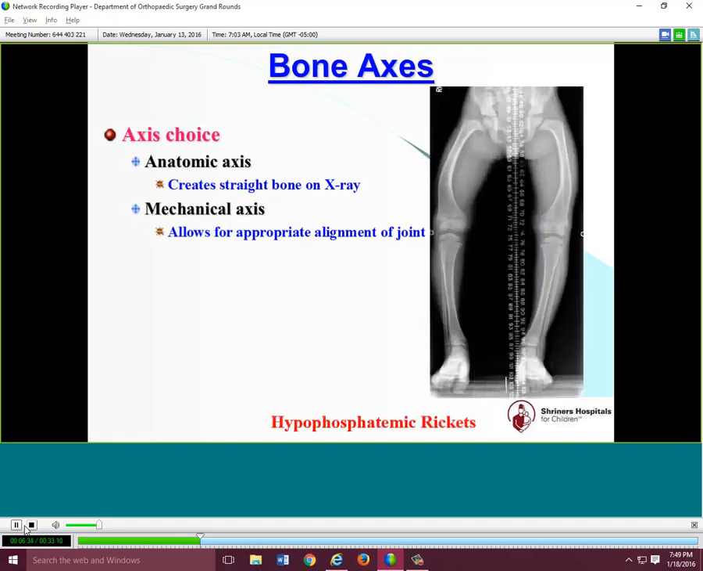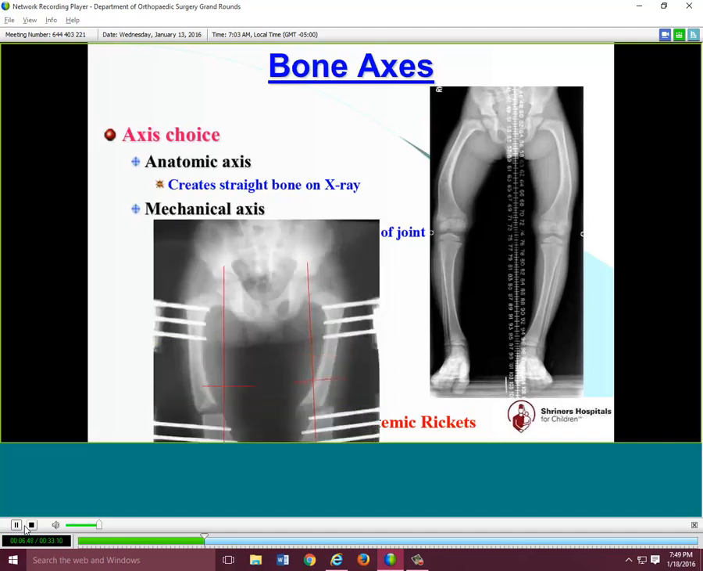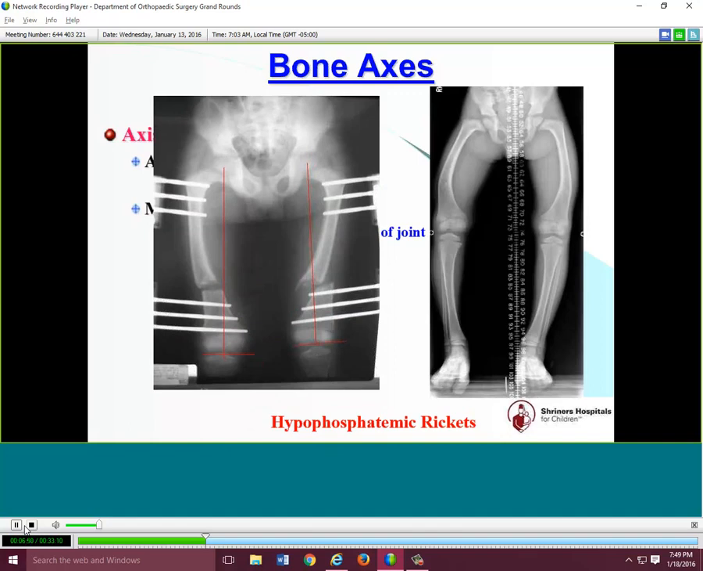In my work, I've gotten to the point of just saying the mechanical axis is the only one I'm interested in. Because if I took this child here with hypophosphatemic rickets and I tried to just straighten out the bone using anatomic axes, I would not be able to get the joint to line up well. Instead, if I use the mechanical axis, now I can get the hip and the knee to line up appropriately. And you'll see that the bone doesn't look very straight. The bone is actually somewhat crooked and even offset there. Kids heal up anything, so this did well.